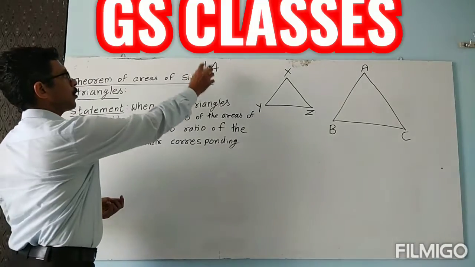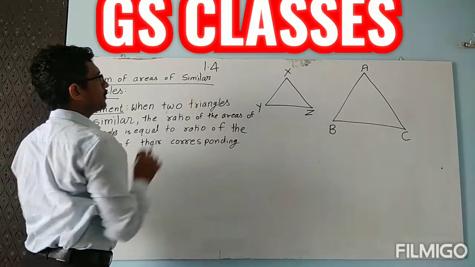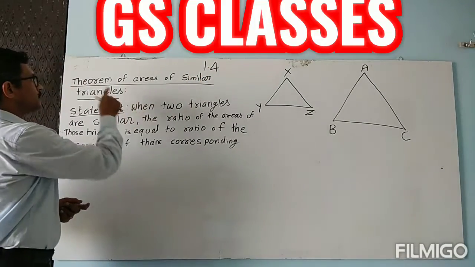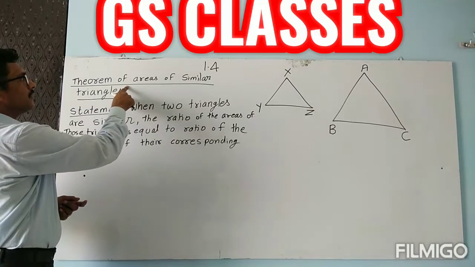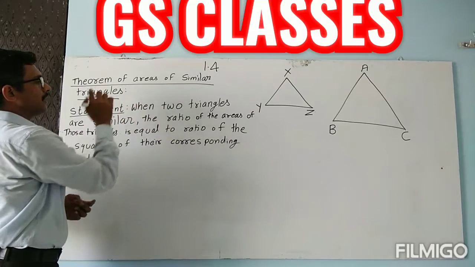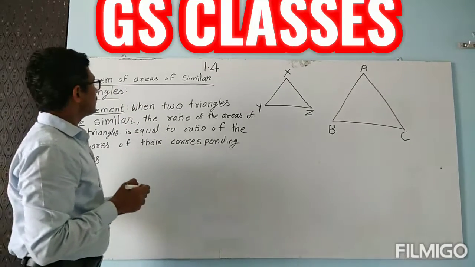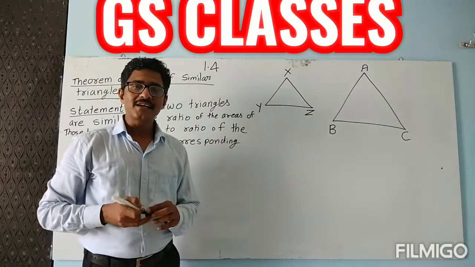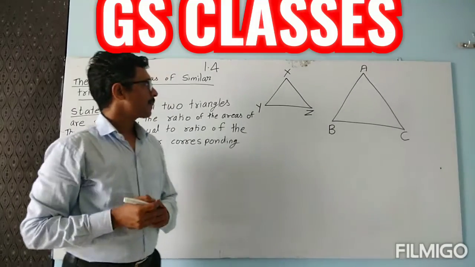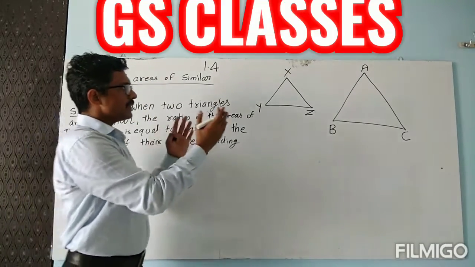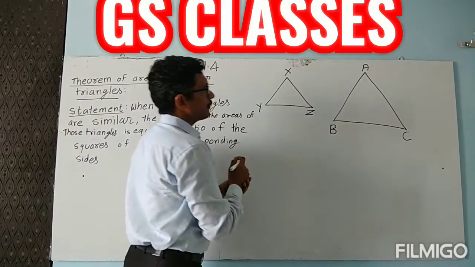Today we are going to solve exercise 1.4. It is based on the theorem of areas of similar triangles. Let us see what this theorem is all about.